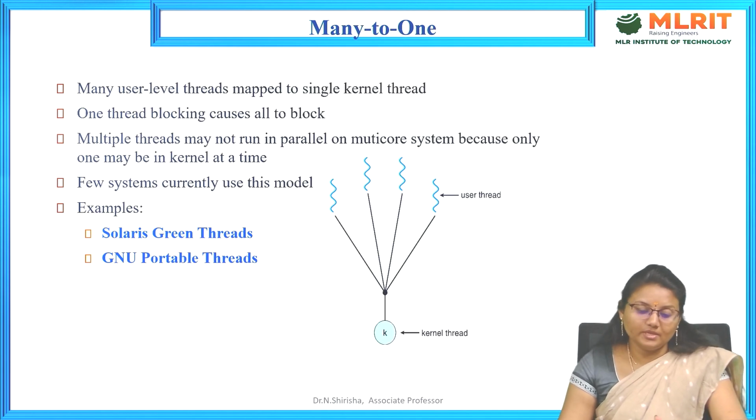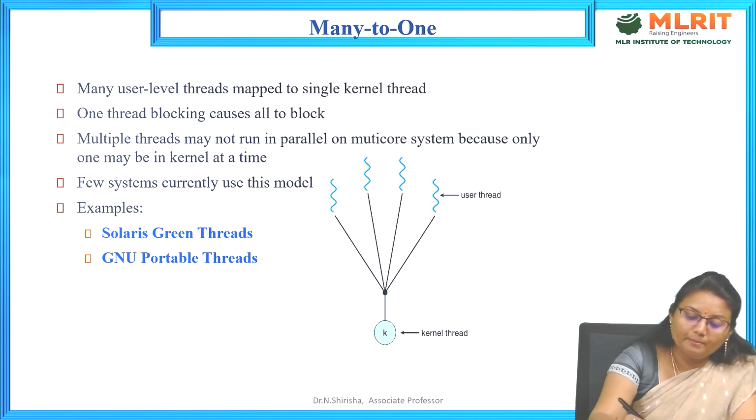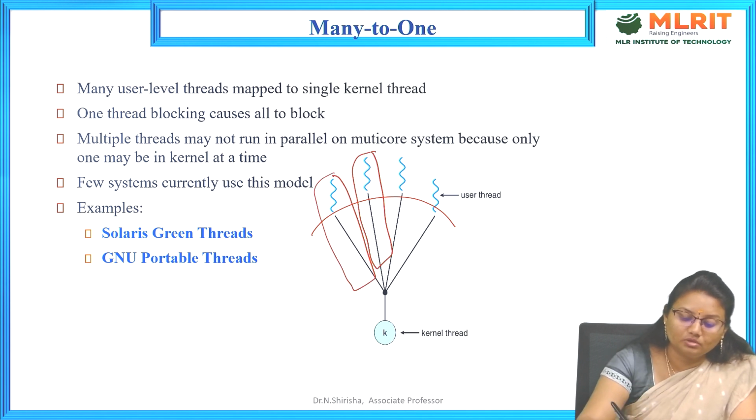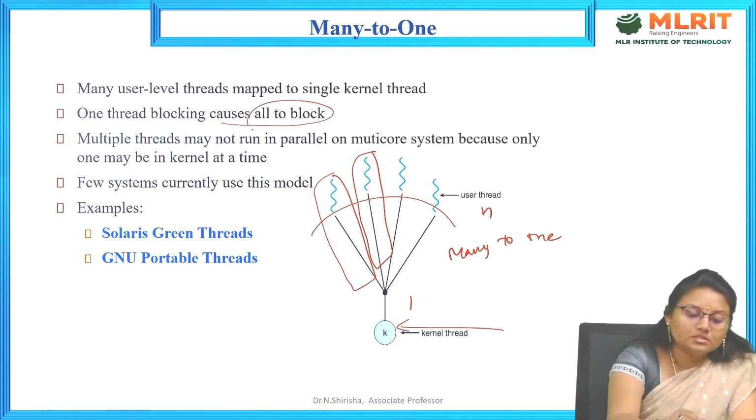When it comes to the many to one model, the first type of model, there will be many user threads. So you have multiple user threads, and wherever this thread executes, you are executing other threads in parallel also. But how many kernel threads do you have? Only one. So this is one and this is n. Therefore we call it many to one. And one thread blocking causes all to block.